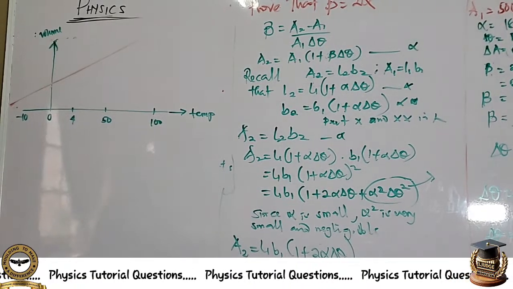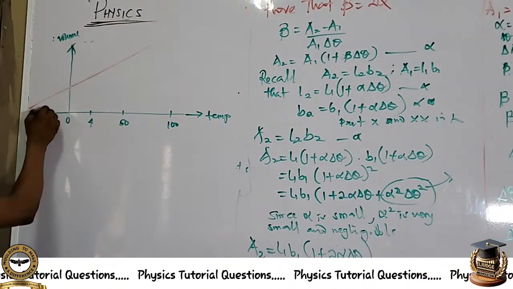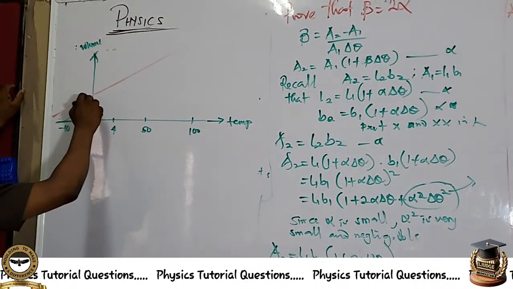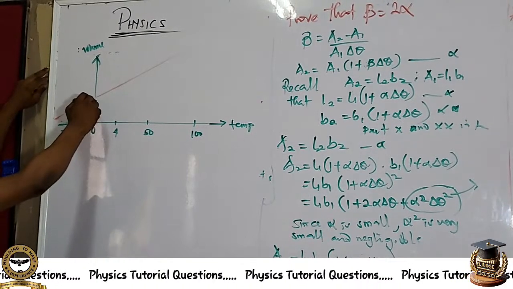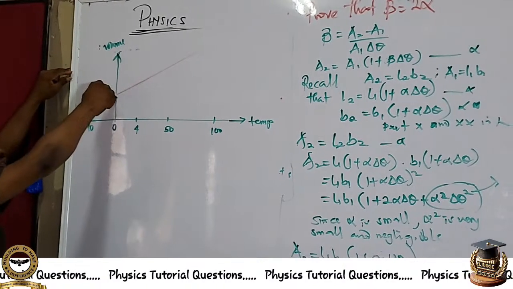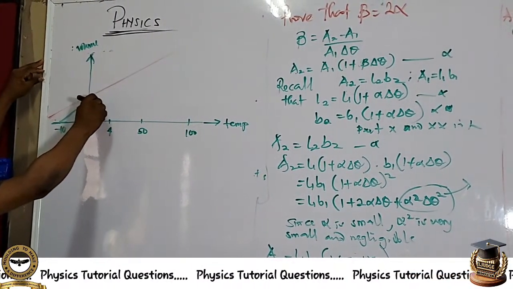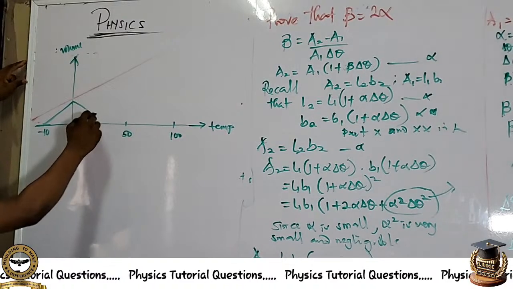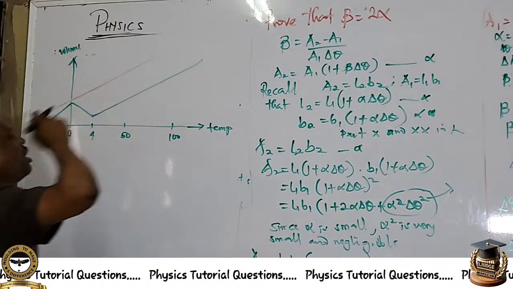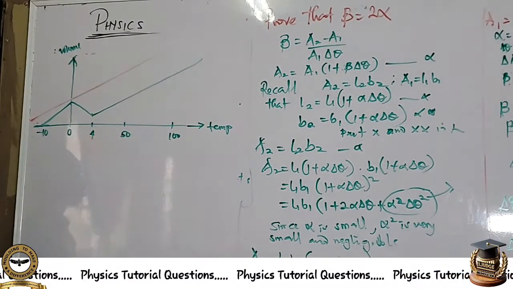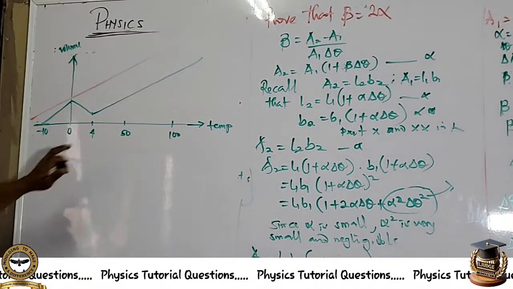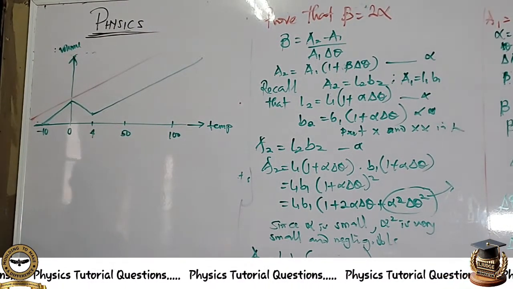But in the case of water, water starts from, let's say, minus 10. It keeps on expanding until it reaches 0 degrees Celsius. Between 0 degrees Celsius and 4, there is a contraction. And between 4 degrees Celsius and 100, there is also an expansion, so it keeps on expanding. So a question can come here and tell you that water has the lowest volume at 4 degrees Celsius.